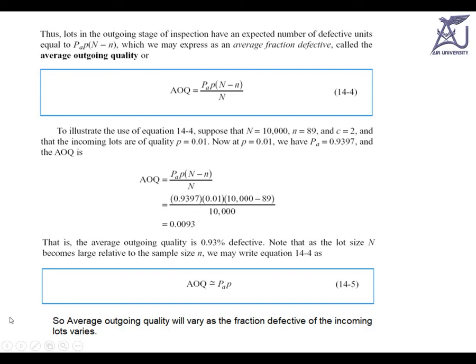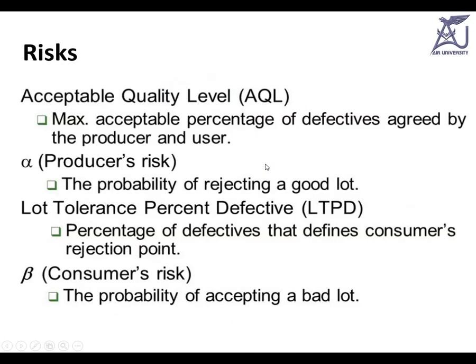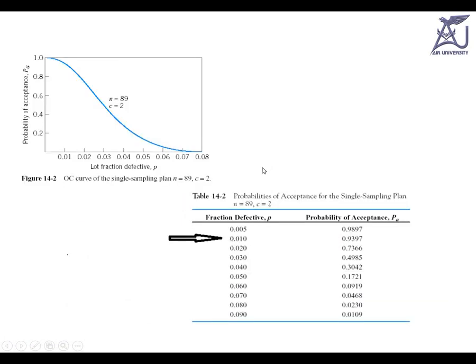Average outgoing quality is basically a kind of thing you can see in this example. Suppose N is equal to 10,000, sample size small n is equal to 89, and C is equal to 2. Assume that this cutoff point is 2 or less than 2. Then the incoming lot quality p is the acceptable quality level, AQL, and now you want to find out the probability of acceptance, as we did earlier.